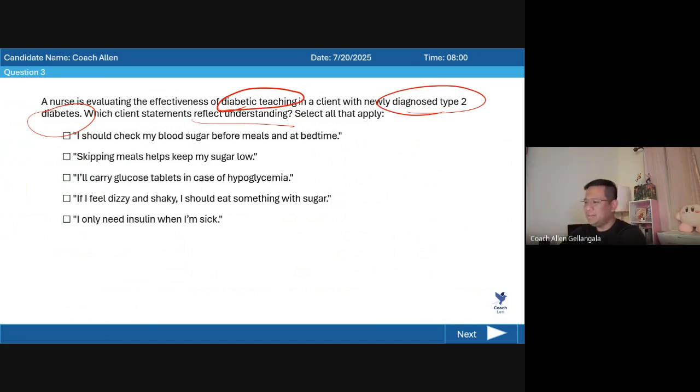Okay, let me try to do it like this. I'm not sure if this would work.